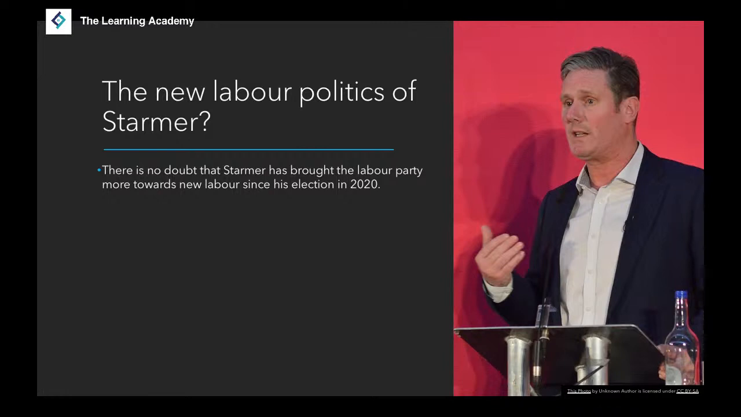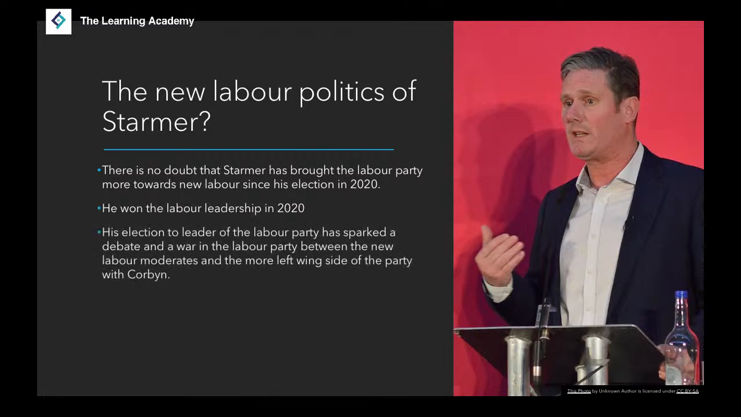Okay, the person who came second, Rebecca Long-Bailey, who was more of the traditional old Labour Corbynite policies, came second with 27.6%, and then Lisa Nandy 16.2%. So you can see that Starmer has a very popular party. Okay, so Starmer won in a landslide in this period of time. So there's undoubtedly a surge for Labour politics, for New Labour politics.